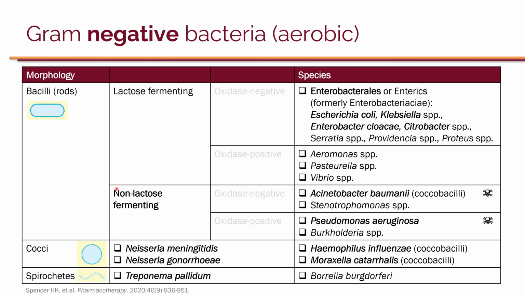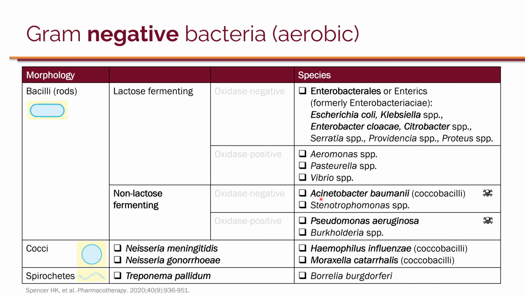And then on the other end of the spectrum, we have non-lactose fermenting organisms. And that includes Acinetobacter baumannii, Stenotrophomonas, Pseudomonas aeruginosa, and Burkholderia. And the reason this is clinically helpful is because when we have non-lactose fermenting organisms, these are highly capable of developing resistance to antibiotics. Specifically, Pseudomonas aeruginosa is a very virulent organism. So not only can it cause very severe infections, but it can also develop significant resistance to our antibiotics.